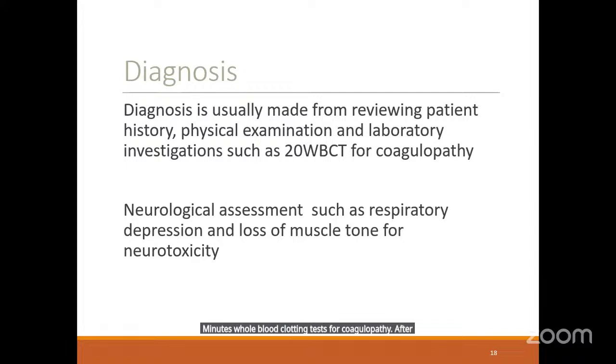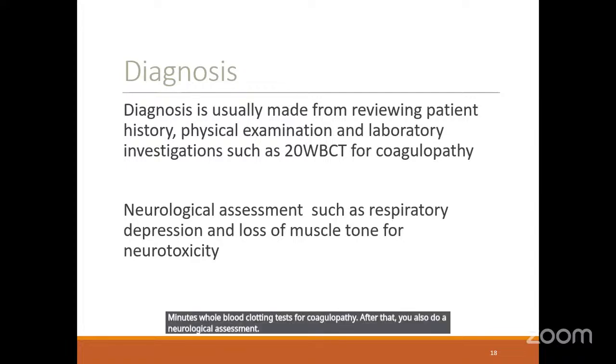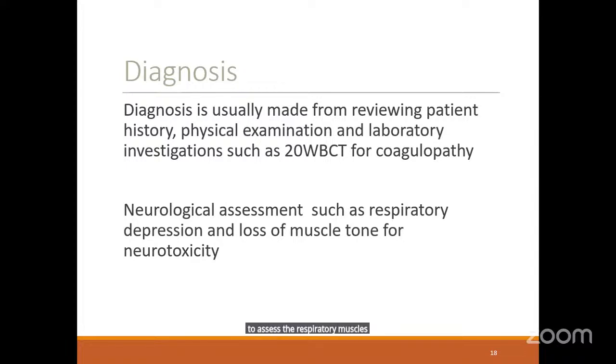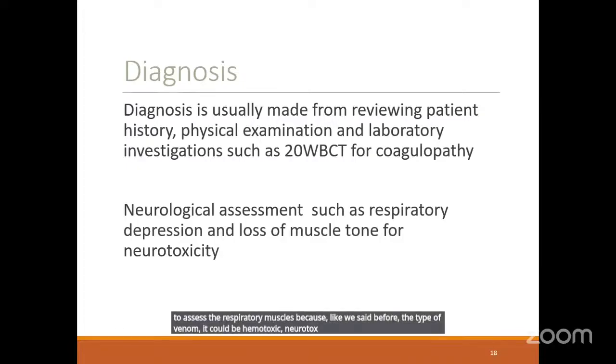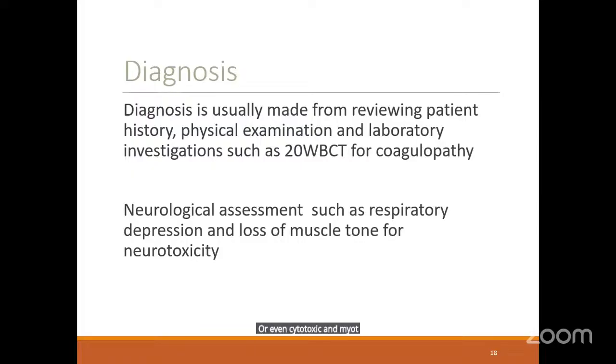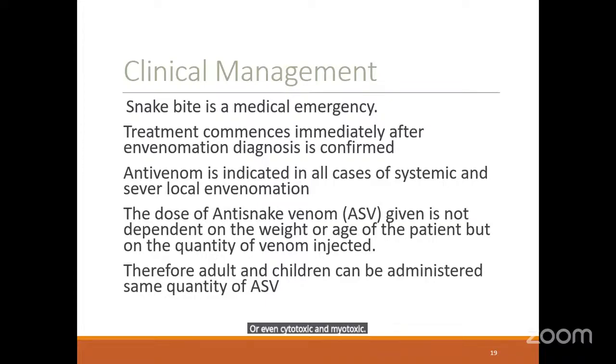After that, you also do a neurological assessment to assess the respiratory muscles because, like we said before, the type of venom could be hemotoxic, neurotoxic, cardiotoxic, nephrotoxic, or even cytotoxic and myotoxic. Now, clinical management.